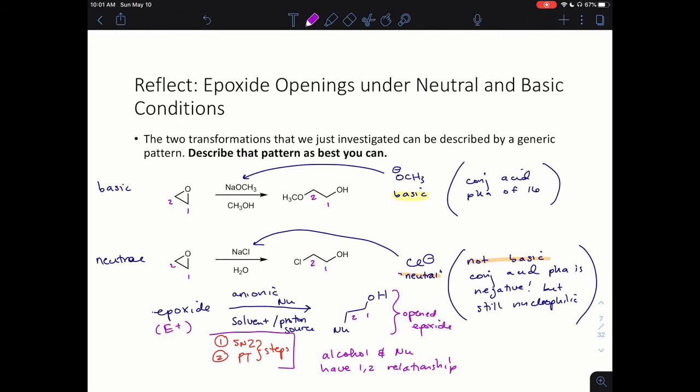These reactions go by the same two steps, SN2 and then proton transfer. The SN2 breaks the CO bond and makes the carbon-nucleophile bond at the same time, and then the proton transfer neutralizes the alkoxide intermediate.